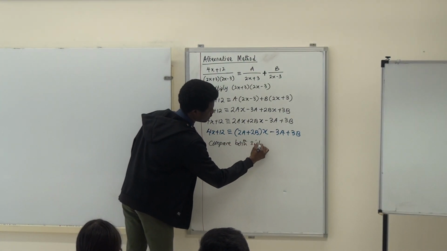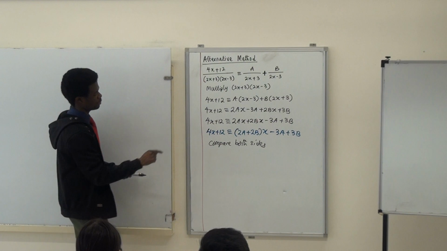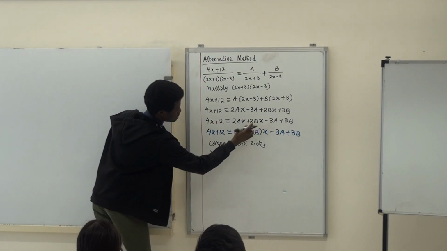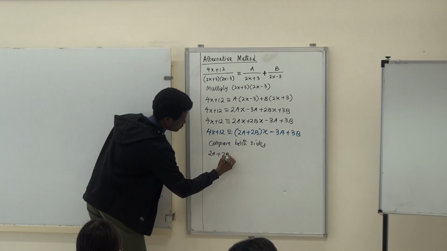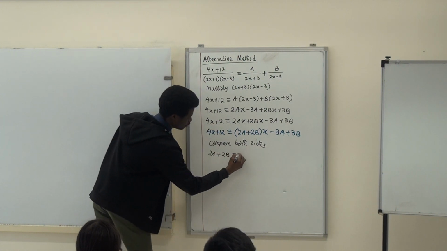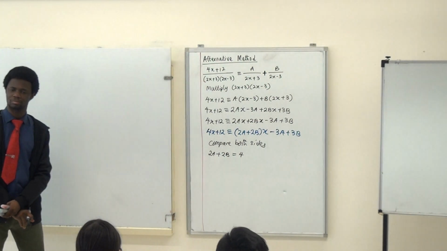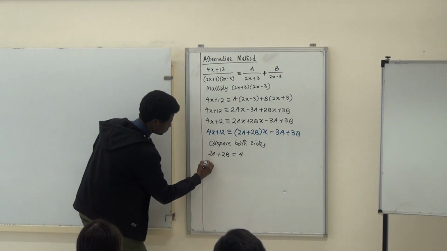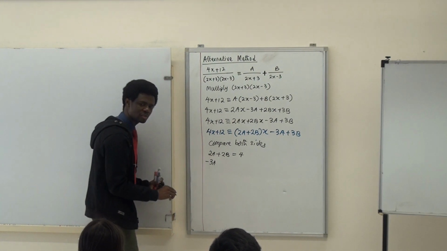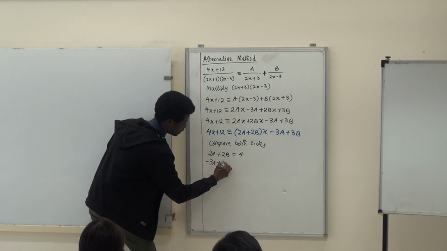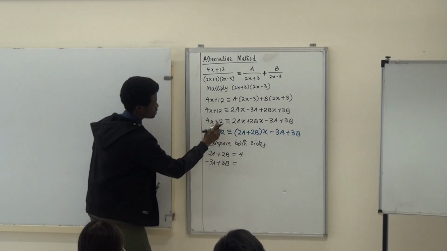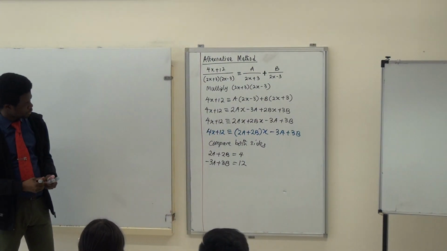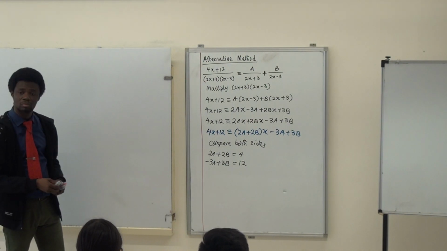If I compare both sides, you pick from here, this has x, 2a. This has x, plus 2b. Here, this has x, is equal to 4. That's your equation 1. Then from the other one, negative 3a doesn't have x. Plus 3b doesn't have x. What doesn't have x here? 12. So I think from both of them we can actually divide through.